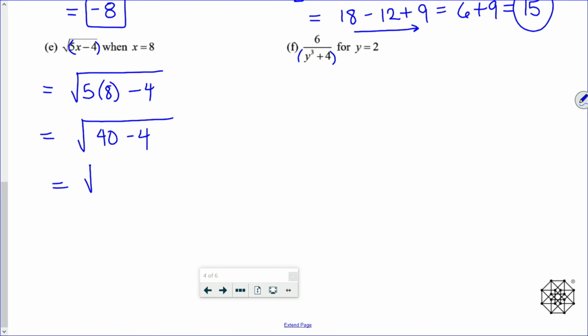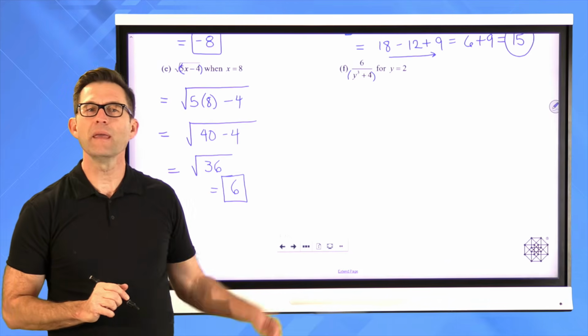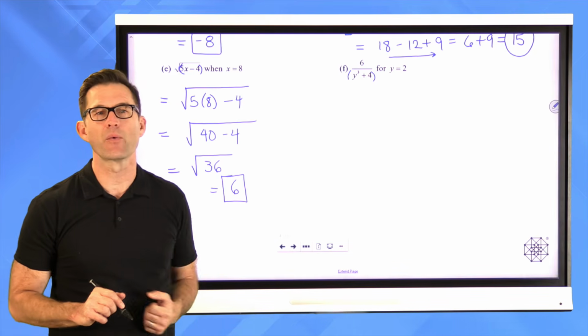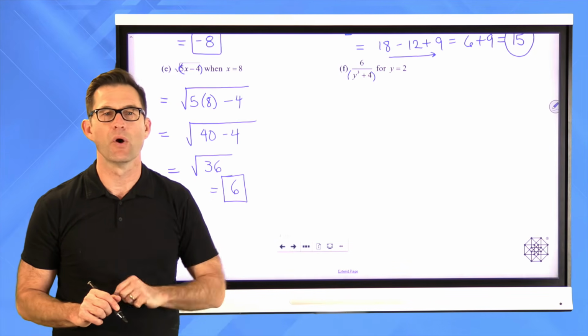Still ignoring the square root. 40 minus 4 is 36. And finally I can say, all right, what is the square root of 36? Well, that's 6, right? Because 6 times 6 is 36. All right, but keep in mind, I didn't even bring that square root in until the absolute last moment.